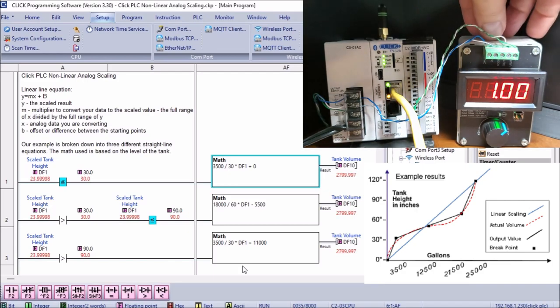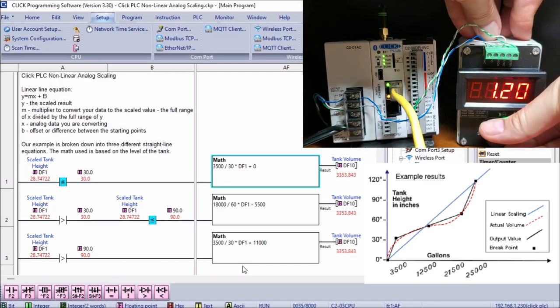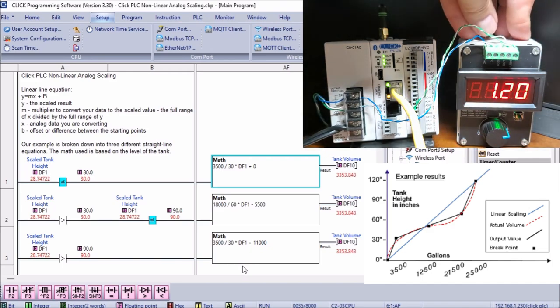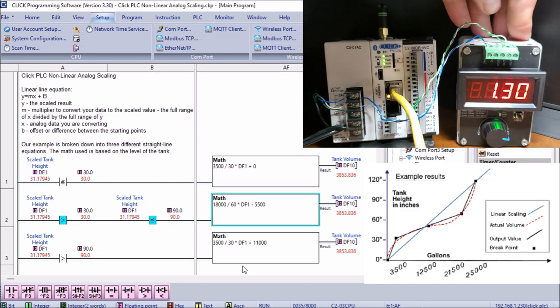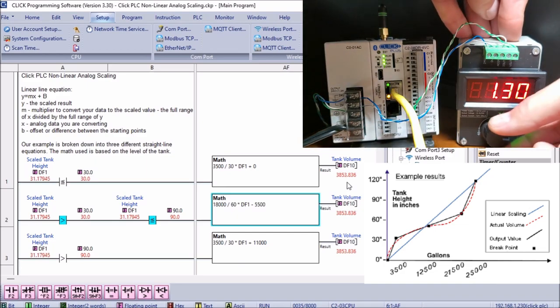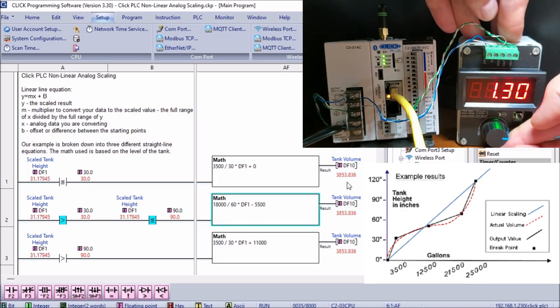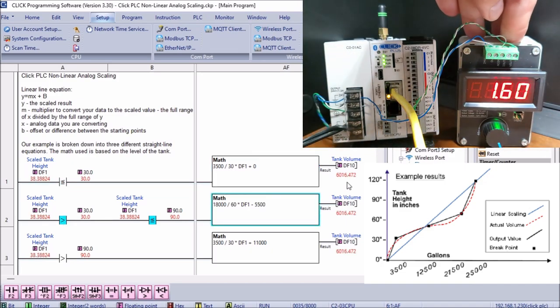So just about there. So now we're around the 30 mark, and we're reading right now about 33,800. Back it off one, and you can see 33. So we're right in the ballpark of where we should be in terms of our signal. Once we go above 30, you can see now we're in our middle section, and we are using that equation now, or that linear line.